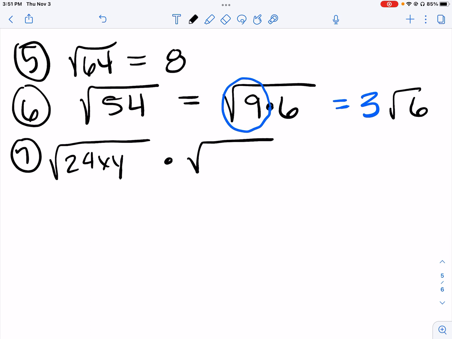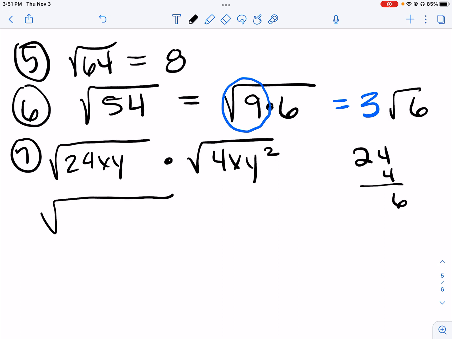Okay, number 7, multiplying. First we multiply. Okay, 24 times 4, 4 times 4 is 16, 4 times 2 is 8, plus 1 is 9. So this is 96, x times x, and y times y squared.